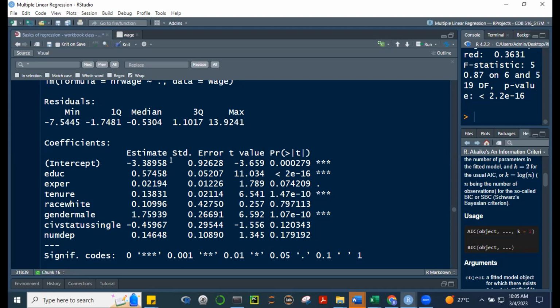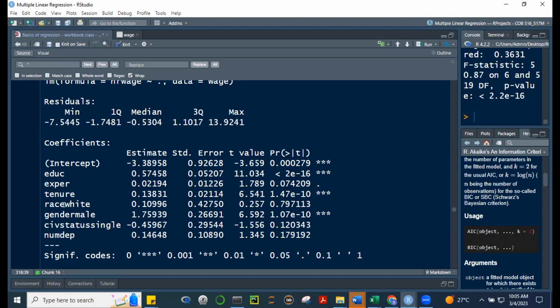So how can an hourly wage be negative? Negative $3.39 for a person with no education, no experience, no tenure, no number of dependents, who is non-white, who is female, who is married. That's the meaning of this, negative $3.39. Because the intercept is the average value of your hourly wage, your dependent variable, when all your predictors are zero. So zero education, zero experience, zero tenure.